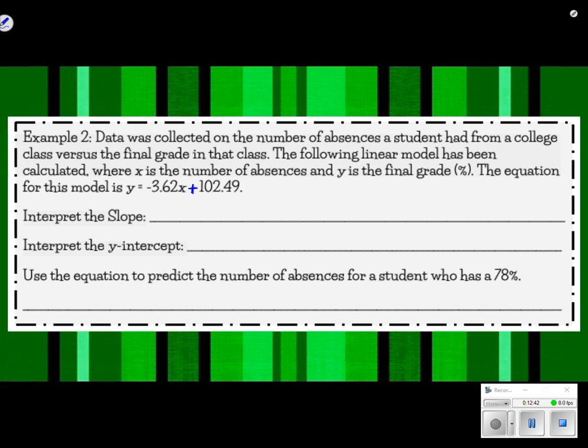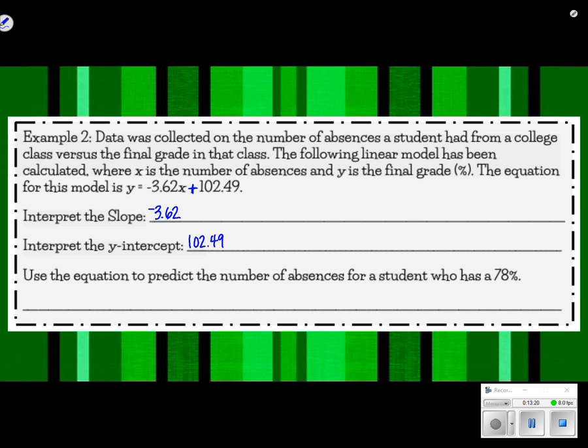All right, so based off of the equation, I just want you to identify and write down what is the slope, what is the y-intercept. That's all I want you to do. Pause the video now. All right, the slope is negative 3.62. Our y-intercept is 102.49. So we're going to come back and talk about units and try to figure out what this means. We're also going to later on predict the number of absences a student has if they have a 78% as their final grade.